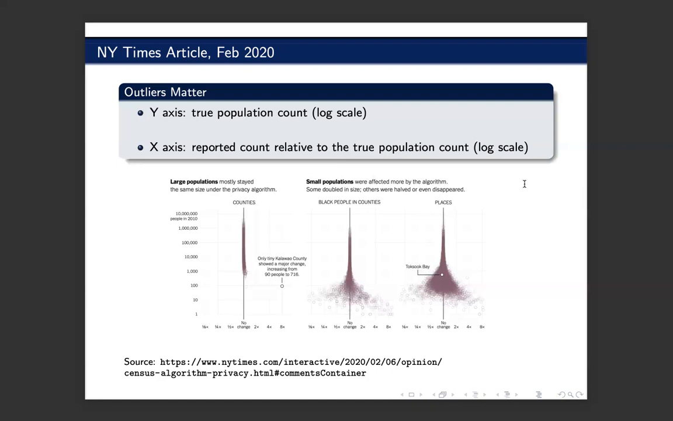So this is Black people in counties, so they were focusing on minorities and places. The example that they highlighted in this article was that a population of 90 people was reported as 716. Maybe for that particular population they were somewhat happy because they were receiving more funding, we need to build more roads, and so on. But you can see that for other people it increases unfairness. So for good reason, it made a lot of noise about what this is going to do.